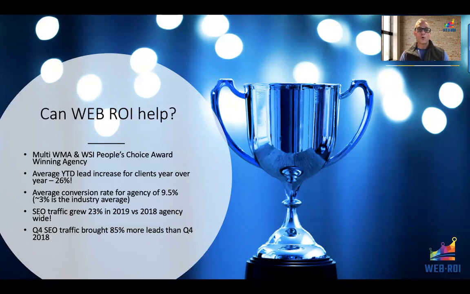In the fourth quarter of 2019, we saw an 85% increase in leads that were generated for our clients versus the fourth quarter of the previous year. So again, it's something we're always improving on, something we're building upon. You can definitely do this yourself.